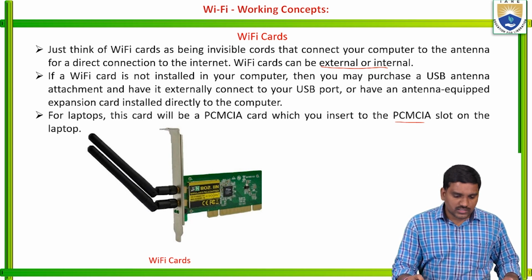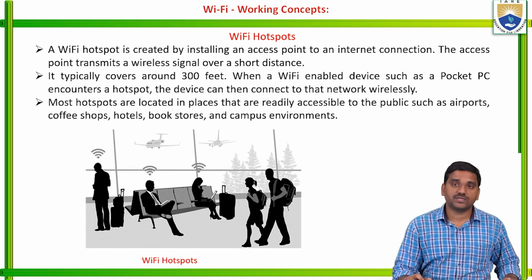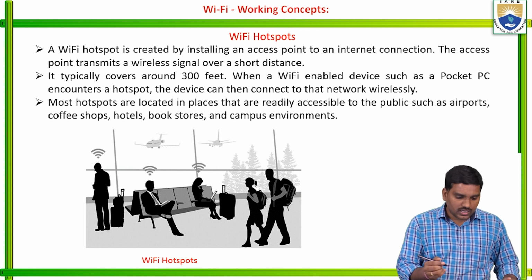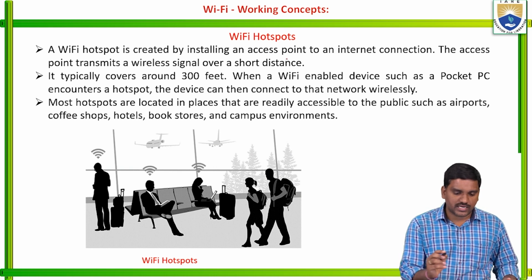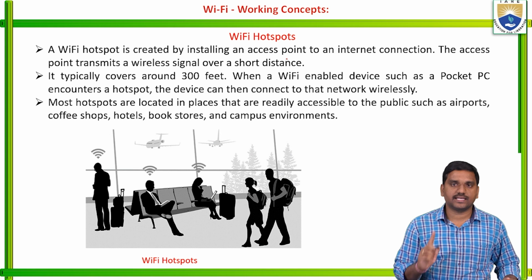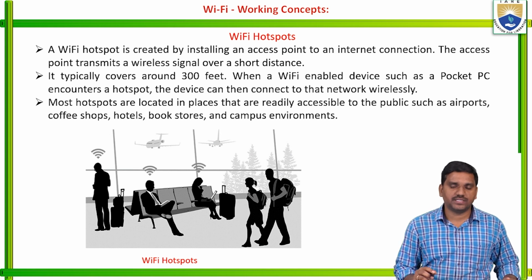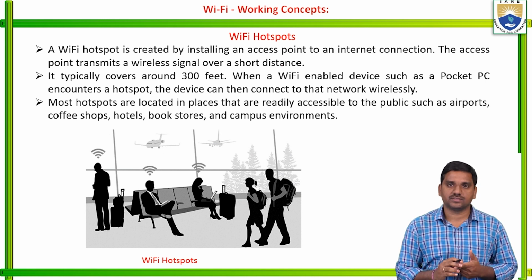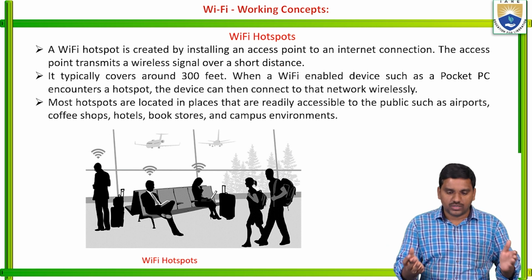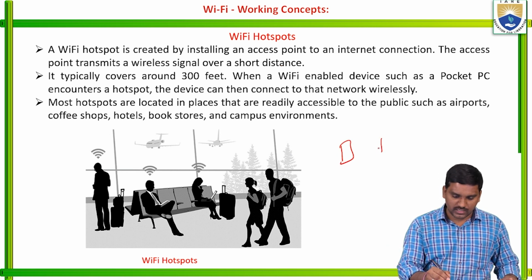Next, move on to the third working concept of Wi-Fi, the hotspot. The hotspot is created by installing an access point to an internet connection. The access point transmits a wireless signal over a short distance. For example, there are two mobiles available. In the first mobile, internet is available. In the second mobile, internet is not available.